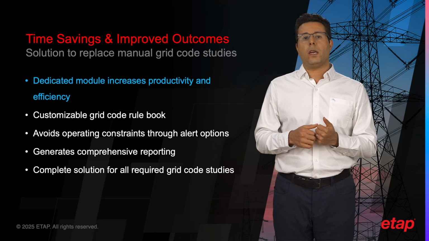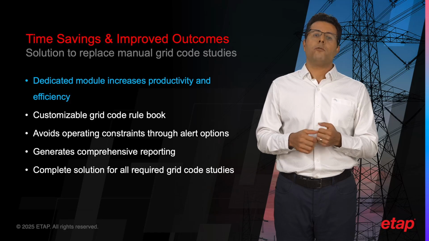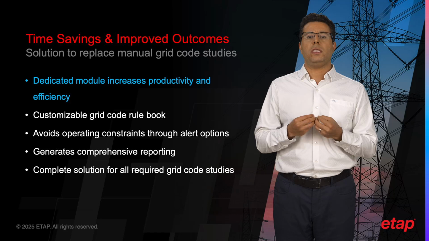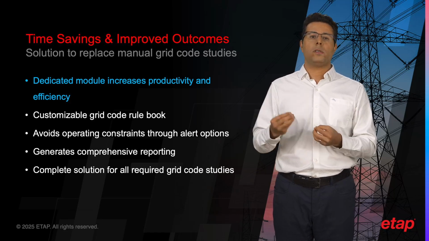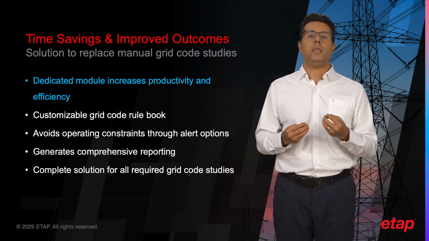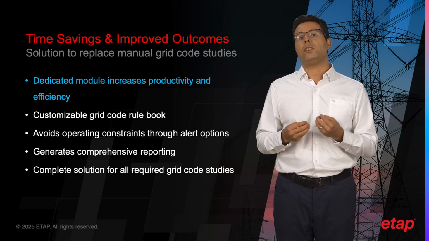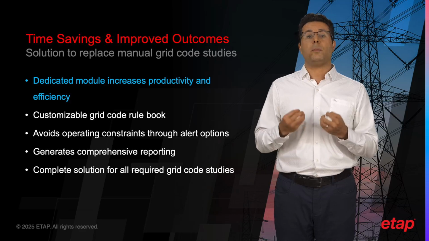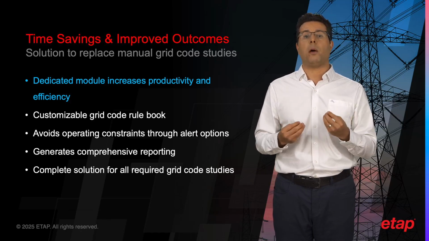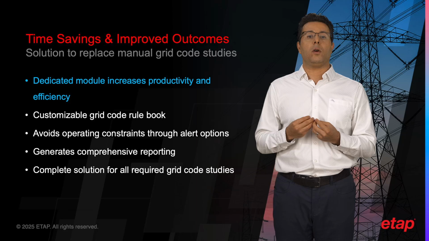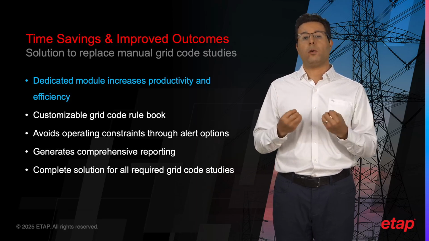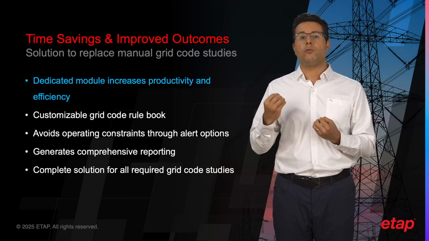Let's summarize this talk. The manual analysis of grid codes can be time-consuming. For a simple reactive power capability compliance study, many scenarios need to be generated, and all results need to be compiled to determine PQ and VQ curves at the point of measurement of the power plant. ETAP offers a dedicated module that automatically sweeps active power, reactive power, and voltage as per the grid code that is stored in the ETAP rulebook to generate a comprehensive grid code capability report that can be directly submitted to the system operator.